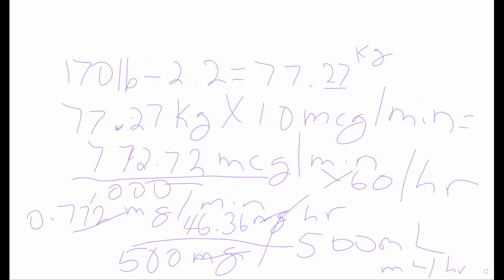So you would have 46.36, which you would round to what? 46 point what? 0.4. Remember, you can go in tenths when you're doing mLs per hour, so you're not rounding to a whole number on these. You should be rounding to the nearest tenth, which is going to be 46 point what? 4.